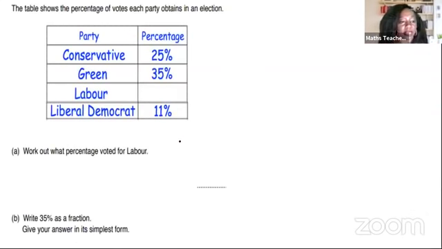let's do this. The table shows the percentage of votes each party obtains in an election. So they've written all these numbers here. Work out what percentage voted for Labour. Now, remember, percentage is out of 100. If we add whatever we've got here now, we've got 10 and 11. We carry 1, 3, 6, 8. Yeah? 81 so far. So we take that away from 100 because we want percentage to give us a total of 100, okay?